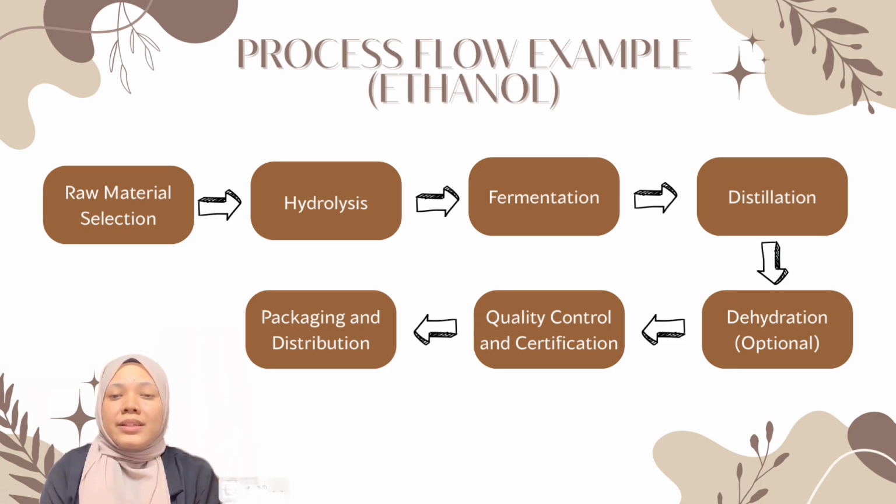Step 1, which is the raw material selection. First, we use the right ingredient. Ethanol must come from plant-based sources like sugarcane, corn, and cassava. The materials must not be mixed with any non-halal item.